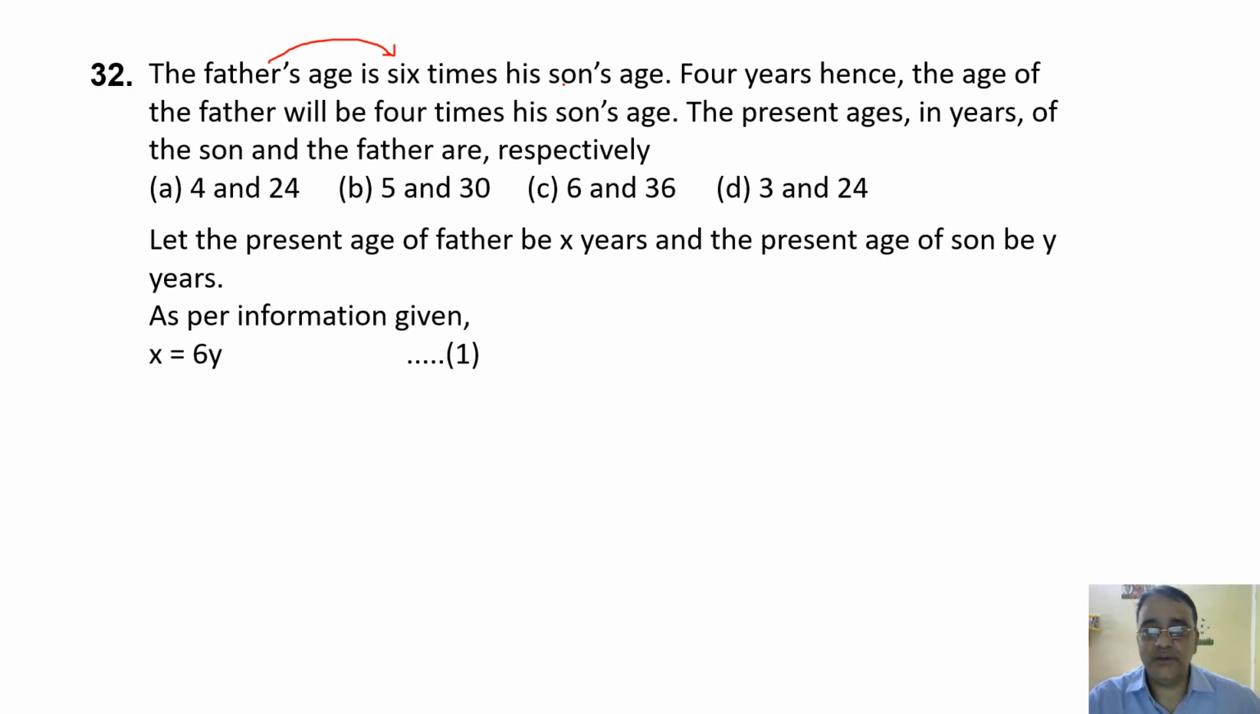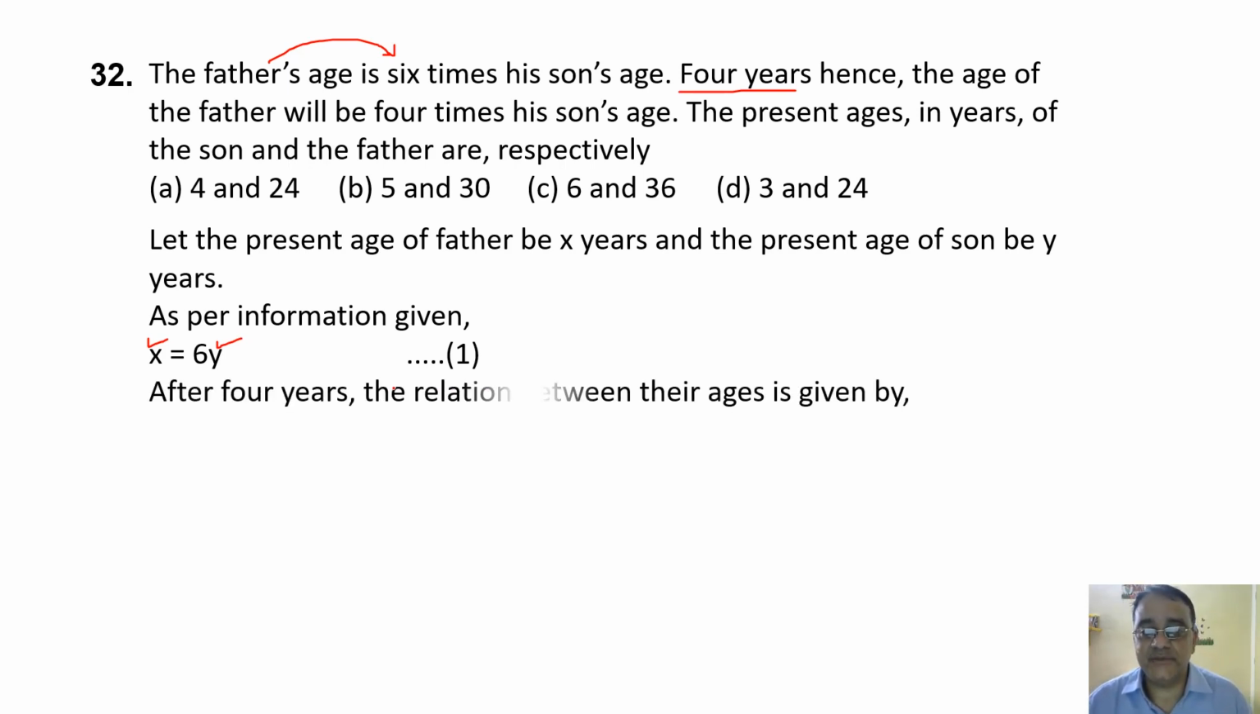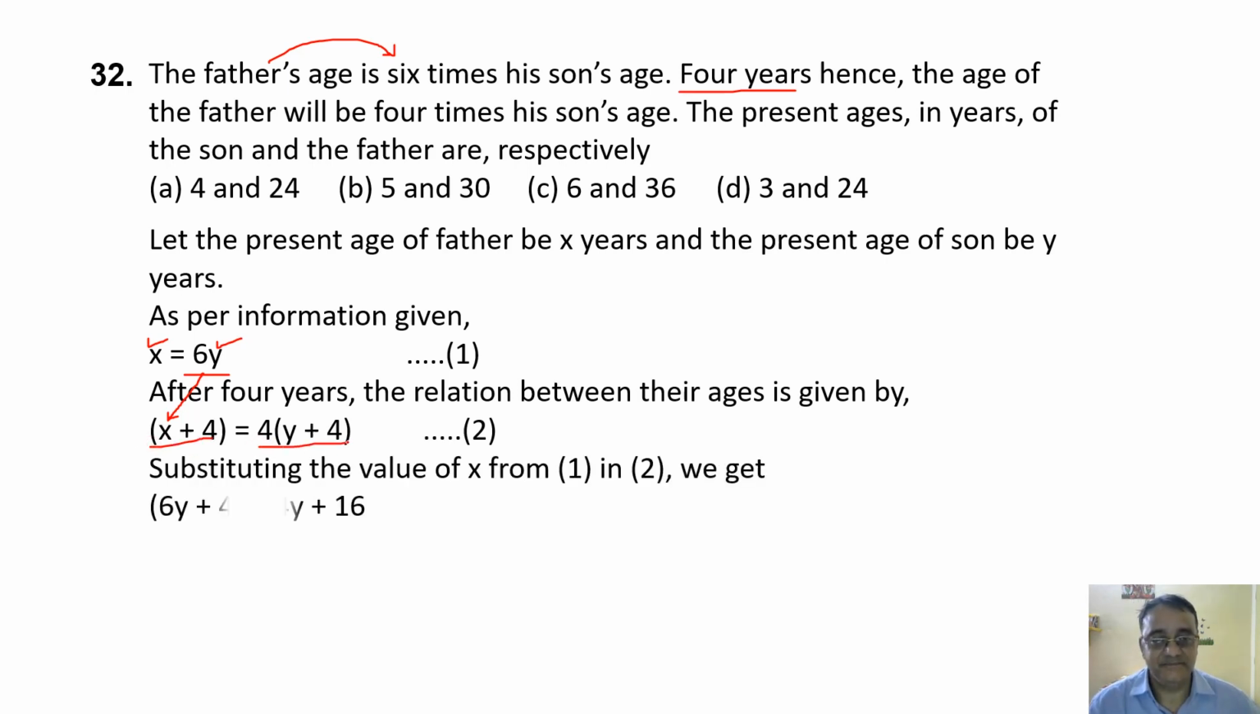Now for the second equation, 4 years hence, after 4 years, the father's age will be x plus 4 and the son's age will be y plus 4 and father is 4 times. So we'll get x plus 4 is equal to 4 times y plus 4. This is clear? Yes, sir. Okay, now what we will do, we will substitute 6y here only without simplifying this one. ठीक है, तो ये हो जाएगा 6y plus 4 is equal to 4y plus 16. This step is clear? Yes, sir.